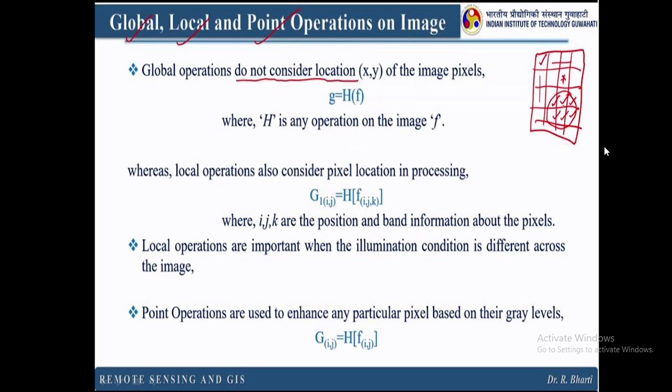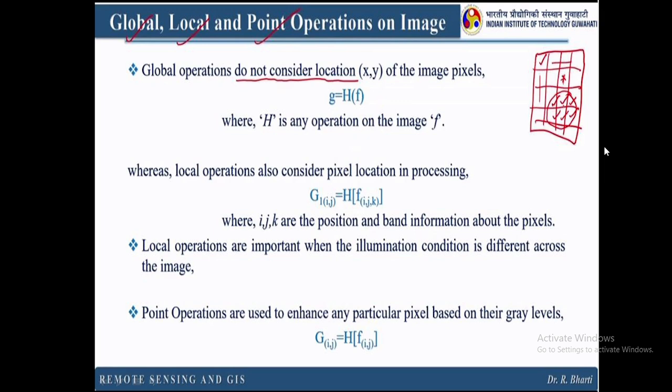Capital H is any operation on the image f, whereas a local operation also considers the pixel location in the processing. And h(i, j, k) is the position of the band combination, the band information about the pixel. Local operations are important when the illumination condition differs across the image. Okay, point operations are used to enhance a particular pixel based on the gray level.